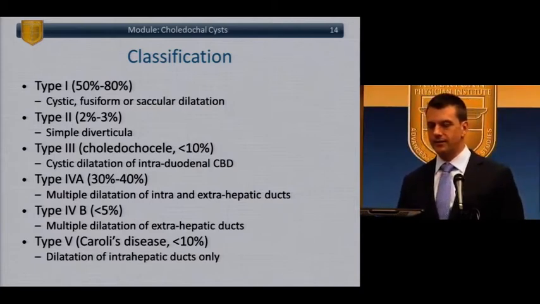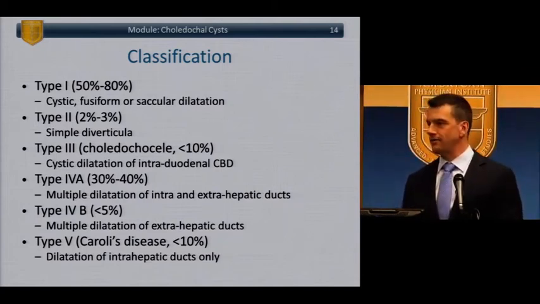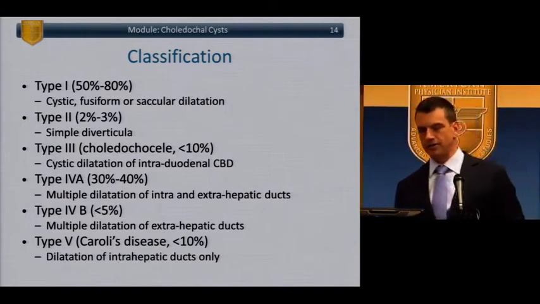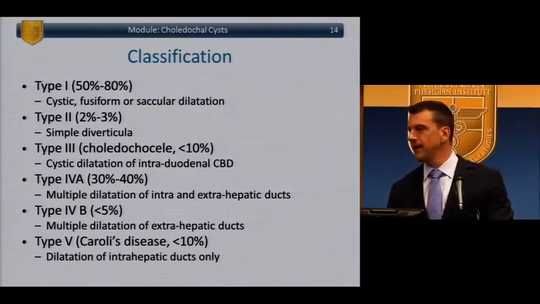Type 1 is a single, and the most common, cystic fusiform dilatation of the extrahepatic bile ducts. Type 2 is a simple diverticula where the cyst is just connected by a short stalk, and I'll show you some pictures of these. That again is rare. Type 3 is the choledochocele. This is a cystic dilatation of that portion of the common duct in the inside of the duodenum.